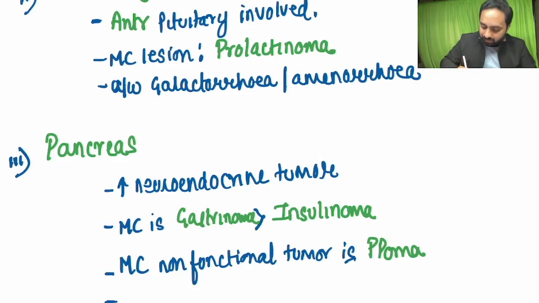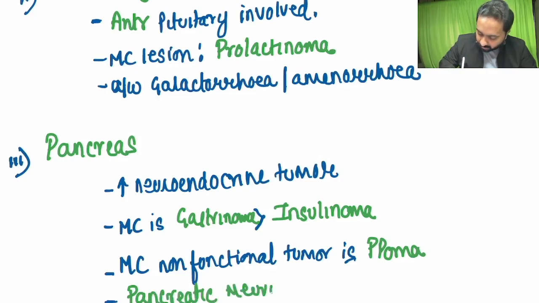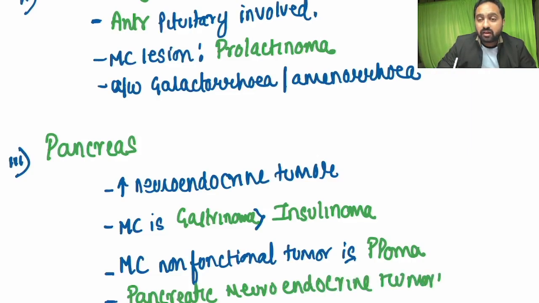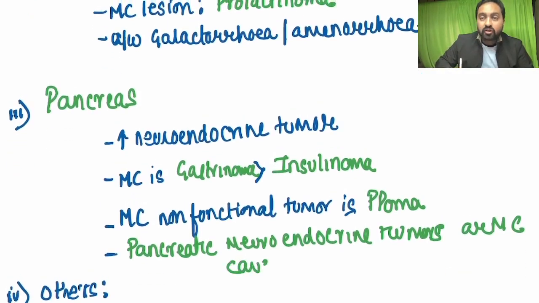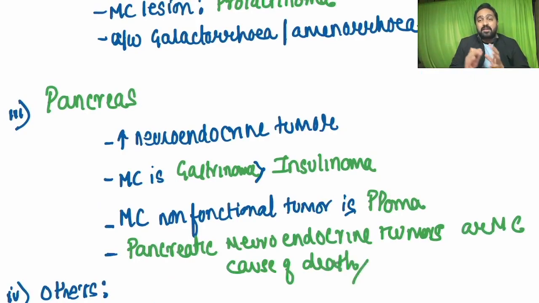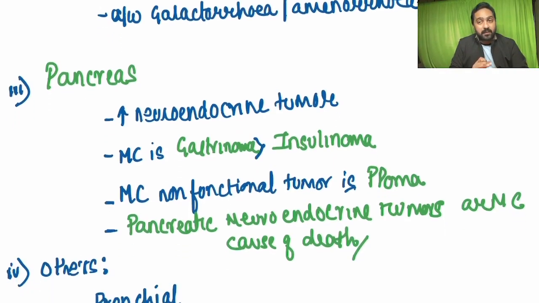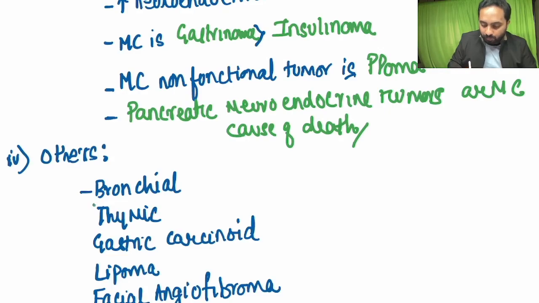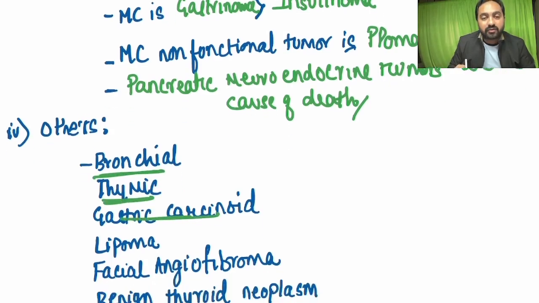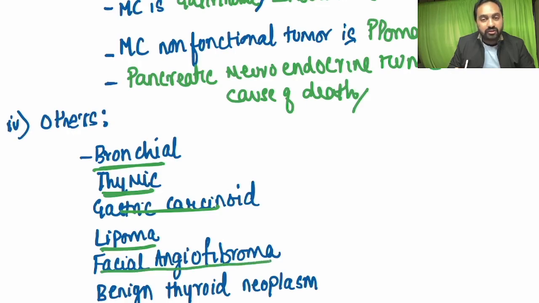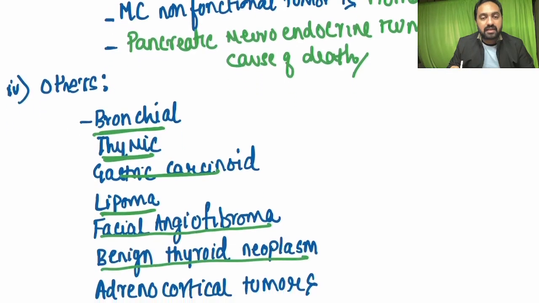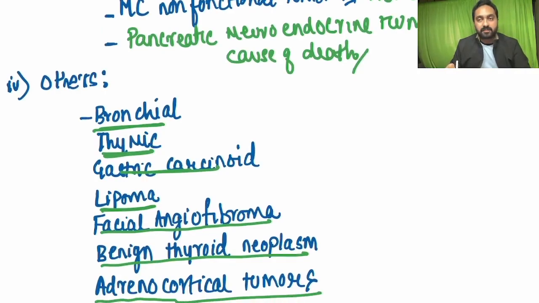And also remember that pancreatic neuroendocrine tumors are the most common cause of death, right? So now there are some other tumors which may be also associated with MEN1 syndrome, which include bronchial, thymic, gastric carcinoid, lipomas, facial angiofibromas, benign thyroid neoplasms, and some adrenocortical tumors, right?